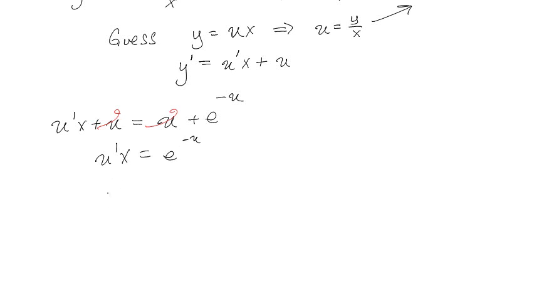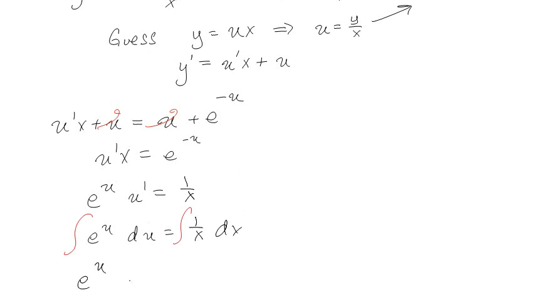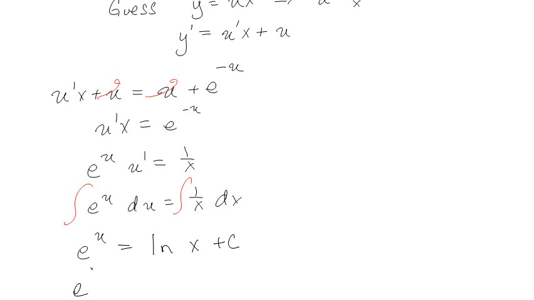And so if I move this to this side, I've got e to the positive u, u prime equals 1 over x. So e to the u du equals 1 over x dx. Sorry about that, guys. Integrate both sides. On the left, I've got e to the u. I'll put the constant somewhere. e to the u equals natural log of x plus c. And then u is equal to y over x. And so now I actually have a full solution in terms of x and y.